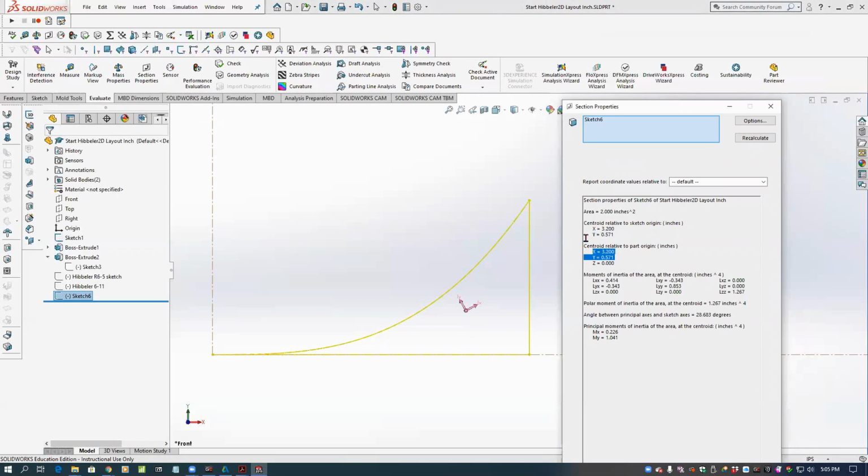So there's my centroid, centroid about the x and the y. And then the area moment of inertia with respect to the centroidal axis, 0.414 inches to the fourth. With respect to the y centroidal axis, in other words, this vertical axis passing right through the centroid, that's the area moment of inertia about that centroidal axis. And there's the moment of inertia about the z, is the axis coming straight out at us from that point right there.